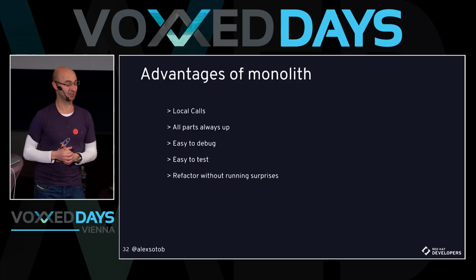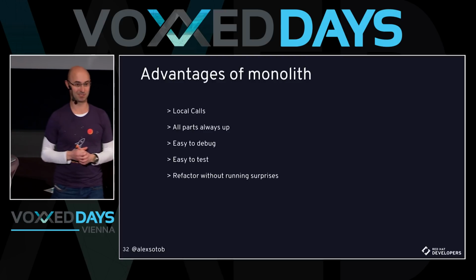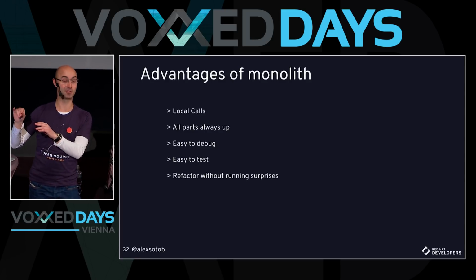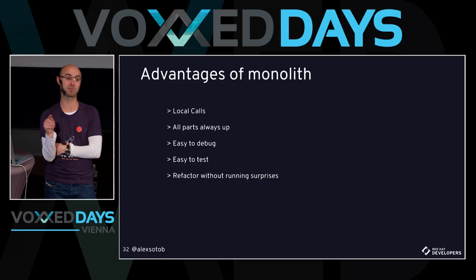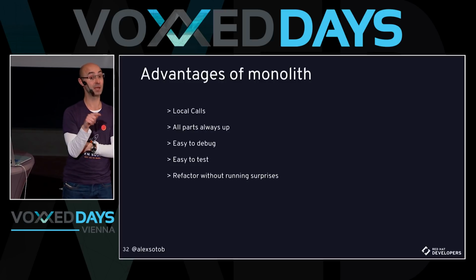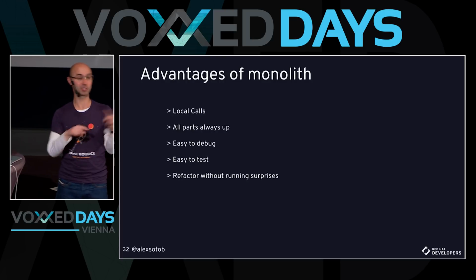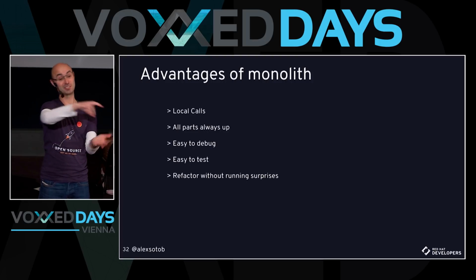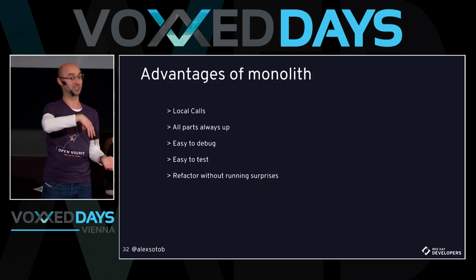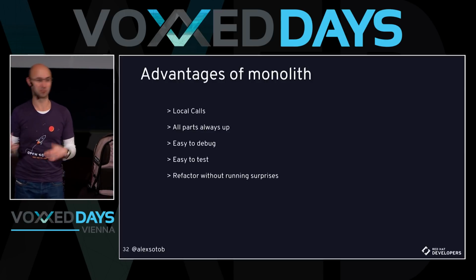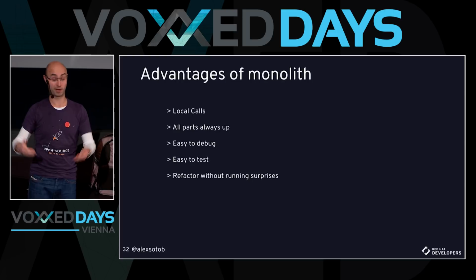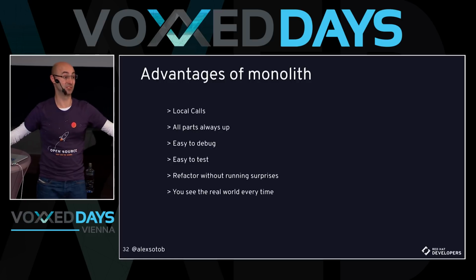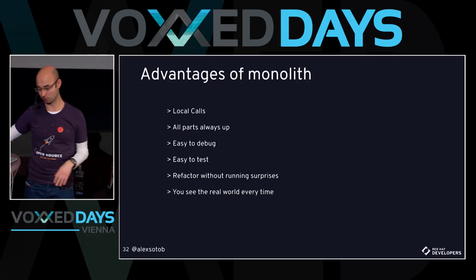It's really easy to refactor. I recommend you try the experience of refactoring a microservice architecture, because you change one service and then you need to say, okay, I've changed the parameter from name to full name, and I need to find out who calls my service and notify them that now it's not name but full name, right? And they need to change how they parse the JSON, if you're sending JSON. Of course, you can use contract testing, but then you need to write contract tests for that. You also see the real world every time, because you have global transactions, so there is no eventual consistency.